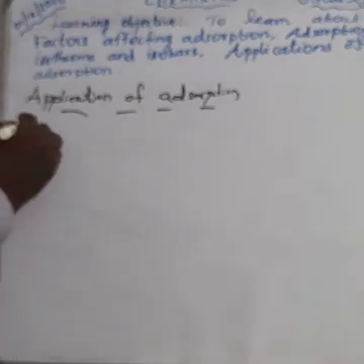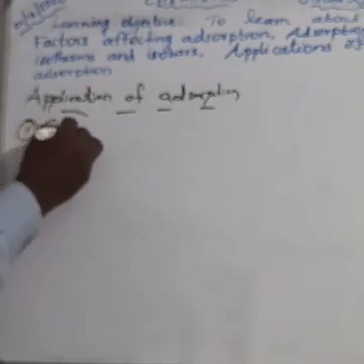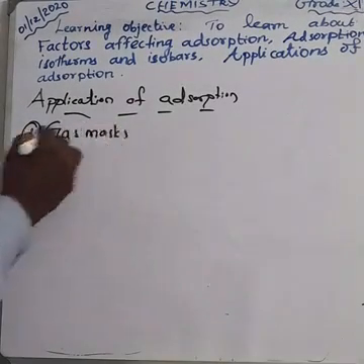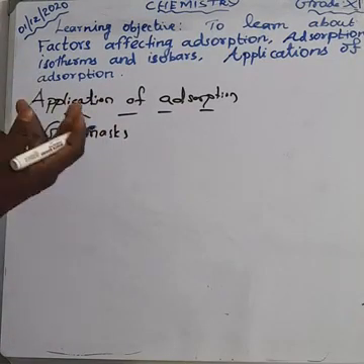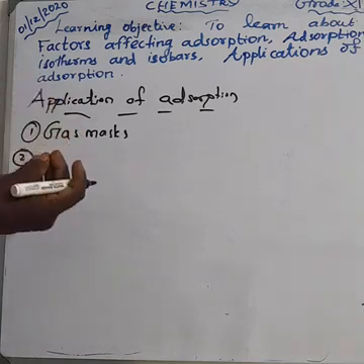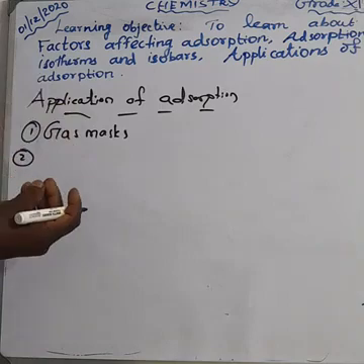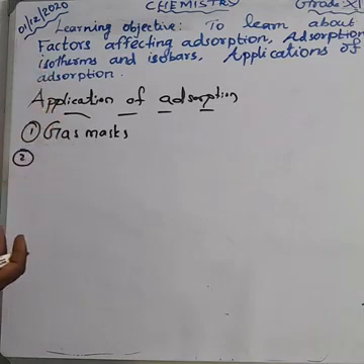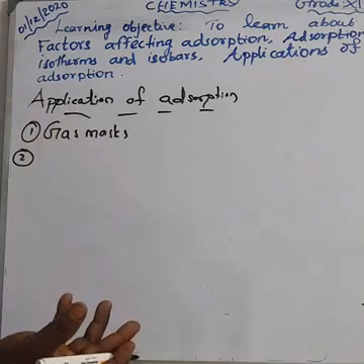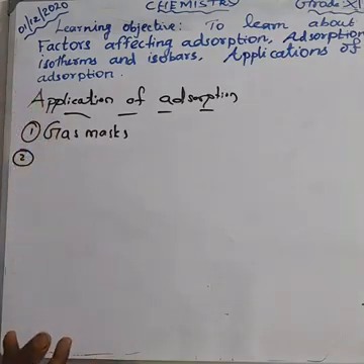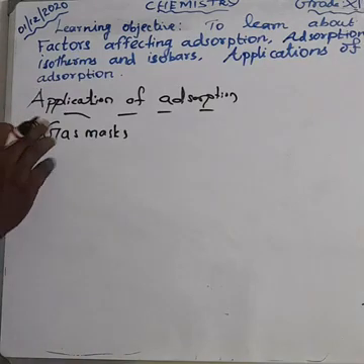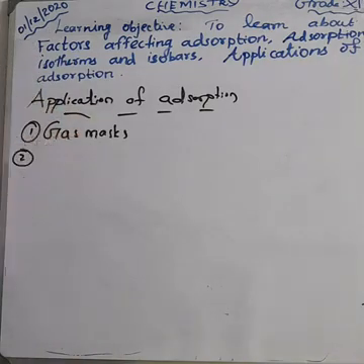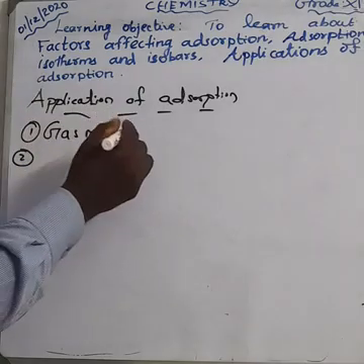For example, the first one is the gas mask. Second, ion exchange resin. Next, chromatography, decolorization of sugar, and petroleum refining. These are all the applications. The first one, the gas mask, can otherwise be called an air purifying respirator.